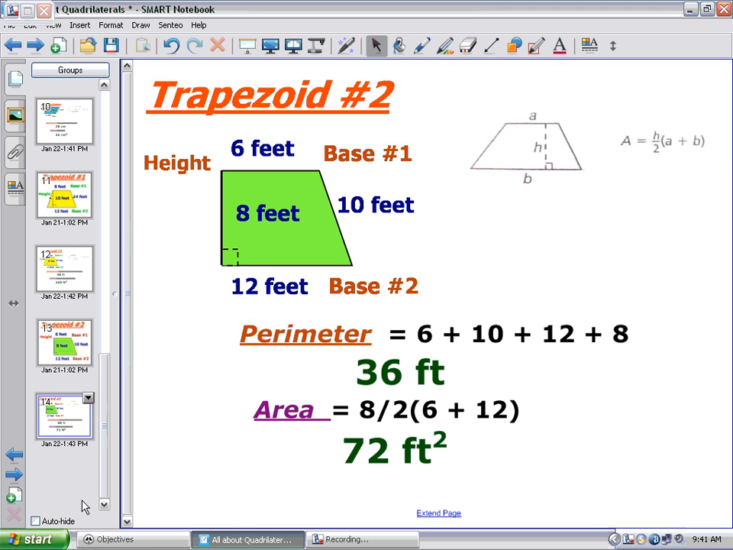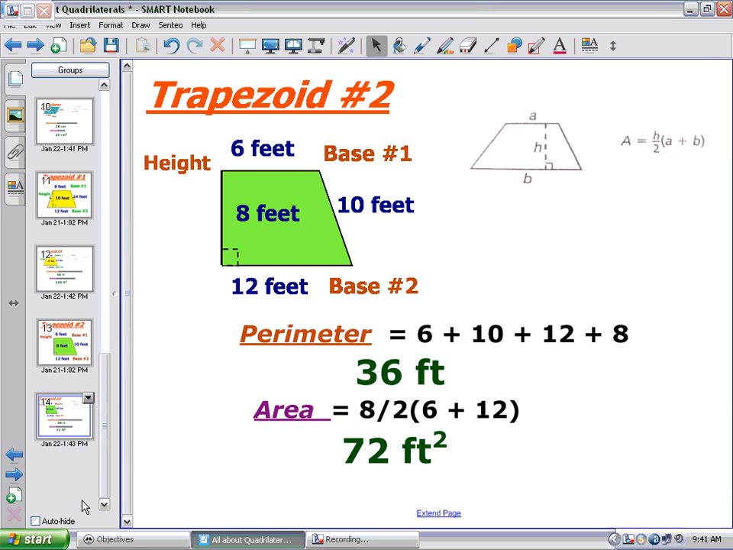So now my area, when I calculate the formula, I take my 2, A plus B, or the base on the top, base on the bottom, add them together first, orders of operations. 6 plus 12 make 18. And then I multiply it by out front, the height divided by 2. The height is 8, divide that by 2 is 4, and 4 multiplied by 18 gives us 72 feet squared.